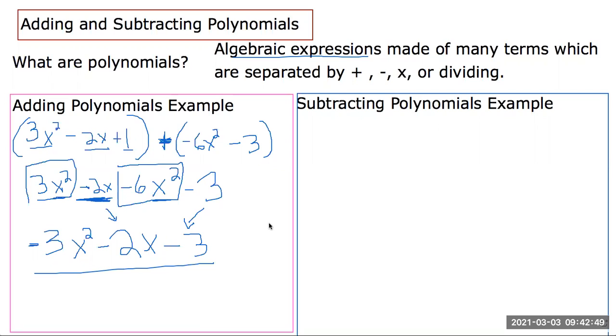All right. So now let's do a subtraction one. It's going to be almost identical. It's going to be the same procedure, except one thing that you need to do before you start combining things. Okay, so pay attention to this.